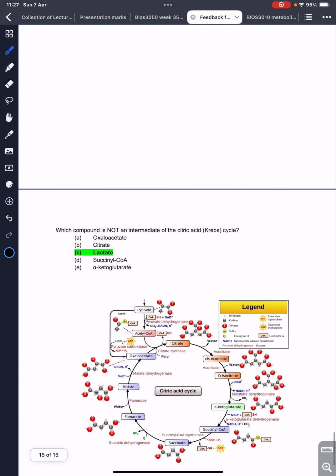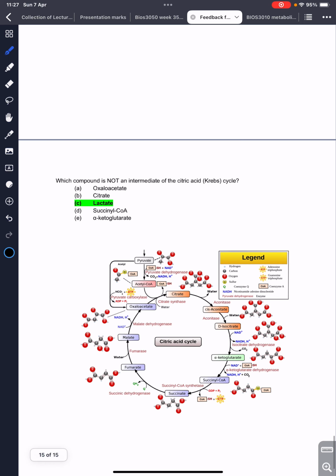This question is which compound is not an intermediate of the citric acid or the Krebs cycle? And I told you the mnemonic, can I kiss Susie's sexy friend more often? So it basically contains all the compounds of the TCA cycle. What you don't have in it is lactate. And lactate is not a compound of the TCA cycle, nor is pyruvate.